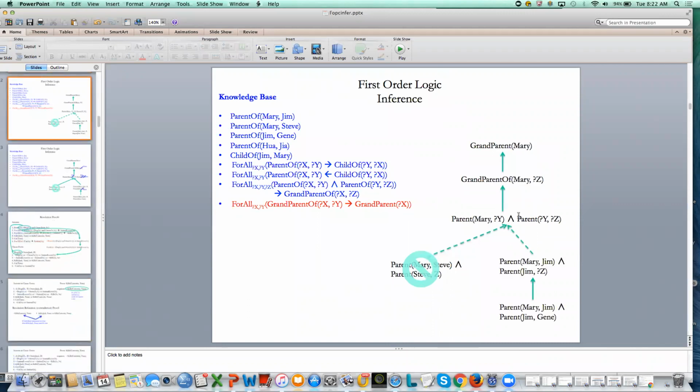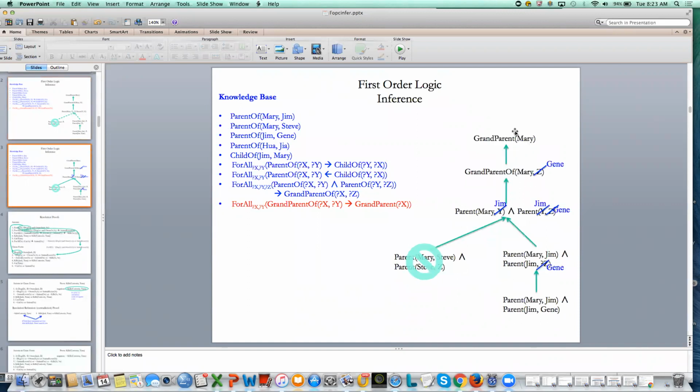And that something else is to bind parent of Mary somebody with Mary Jim. I can apply the substitutions. In this case, I can unify this with something in the knowledge base, by substituting Jean for Z. And at that point, I've got a ground statement. It's in the knowledge base, and this is sufficient for demonstrating the truth of the original statement.